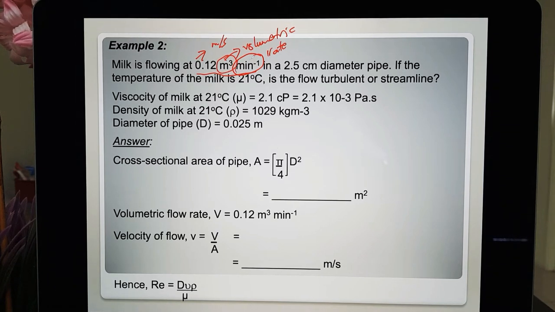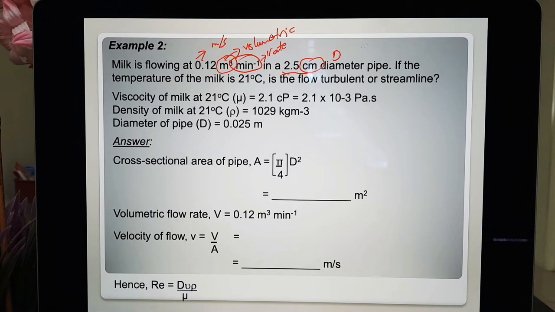When we have per minute, of course it reflects the rate of the flow of the fluid. Basically, for SI units, the rate always uses per second. But this one is using per minute. This unit is to trick you, so you need to be aware of it. The milk is flowing in a 2.5 centimeter diameter pipe. Again, this is a 2.5 centimeter diameter, so you need to focus on the unit as well.